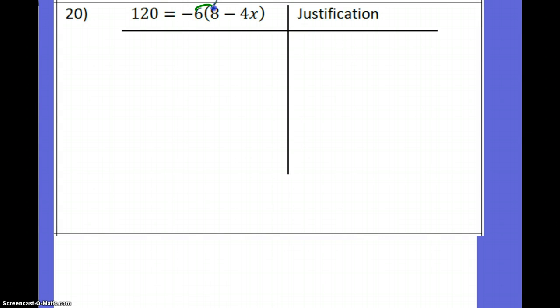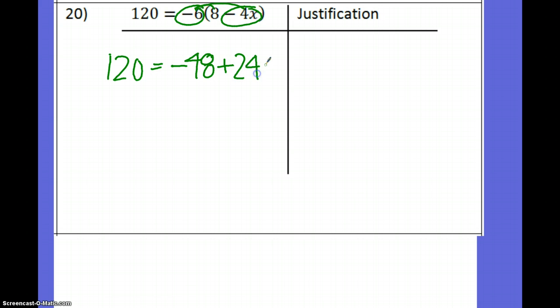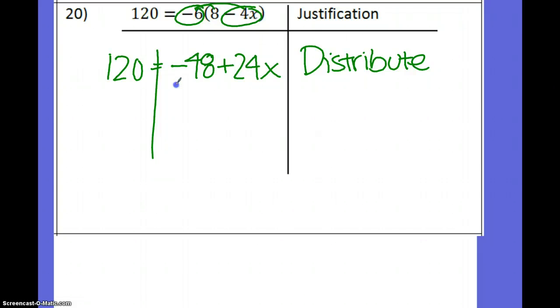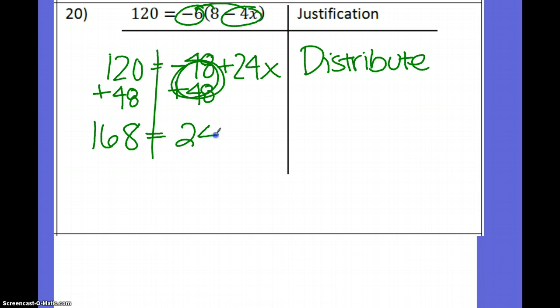You've done one of these already. We're going to distribute. 120 is equal to negative 48. I'm going to times negative 6 with negative 4x, so that's positive 24x. So the first thing I did, I distribute. Next, I need to get rid of 48 and 24. So I get rid of 48 first and get 0. And that's 168 equal to 24x.